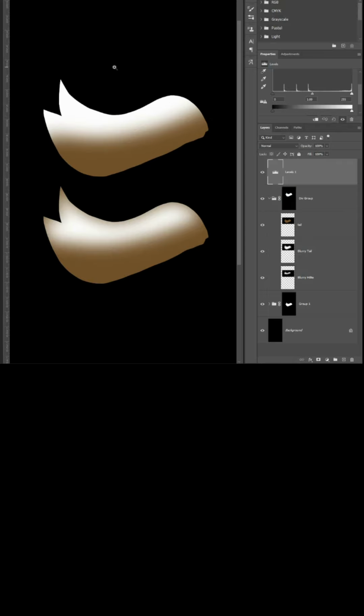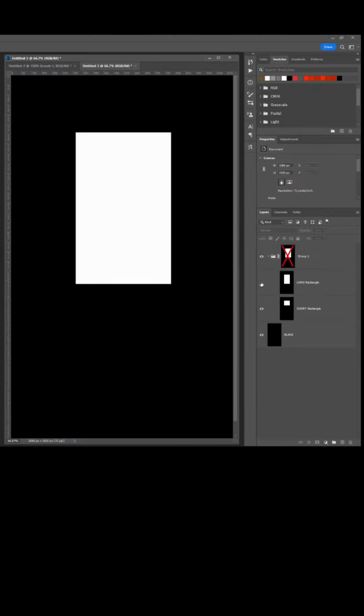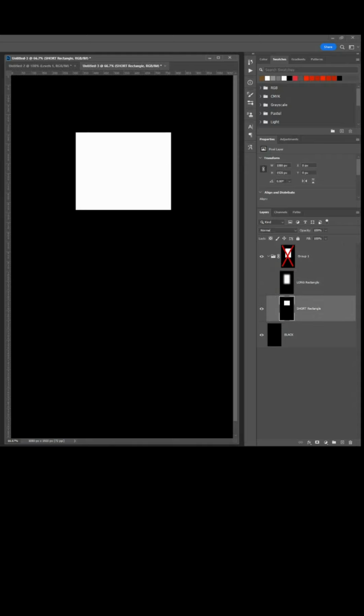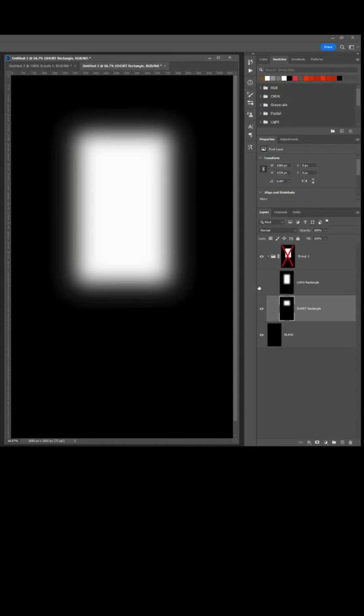Let me do that one more time using some different elements. I have two rectangles in a group and they share common edges. I'm going to blur each layer the same amount. Now I have two layers that are blurred the same amount and they share common edges.